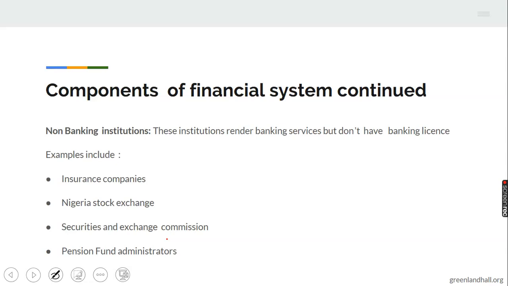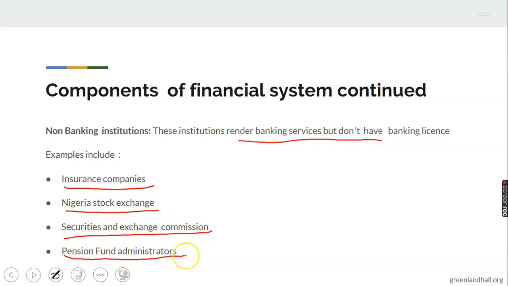Other components of the financial system include non-banking institutions. These are institutions that render banking services but don't have a banking license. In other words, they are not issued with a banking license, but they are involved in rendering banking services. Examples include insurance companies, the Nigerian Stock Exchange, the Securities and Exchange Commission, and the pension fund administrators.